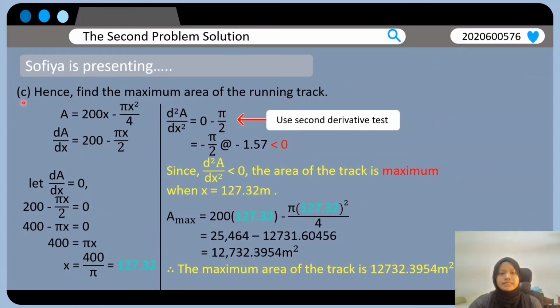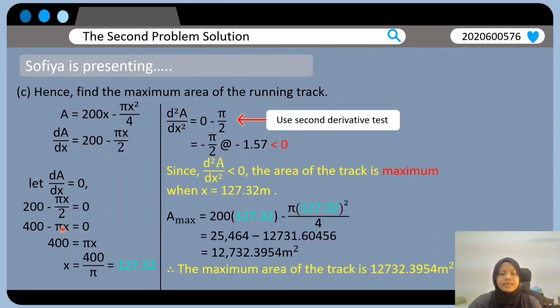So let's see question C. Hence, find the maximum area of the running track. The area is 200x minus pi x squared over 4. We have to differentiate the area, so dA over dx equals 200 minus pi x over 2. And then, let dA over dx equal 0. So 200 minus pi x over 2 equals 0. We have to multiply both sides by 2, so it would be 400 minus pi x equals 0.